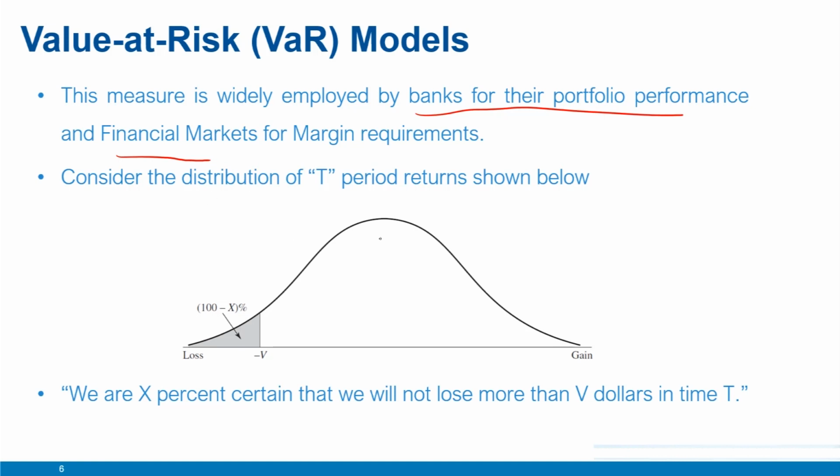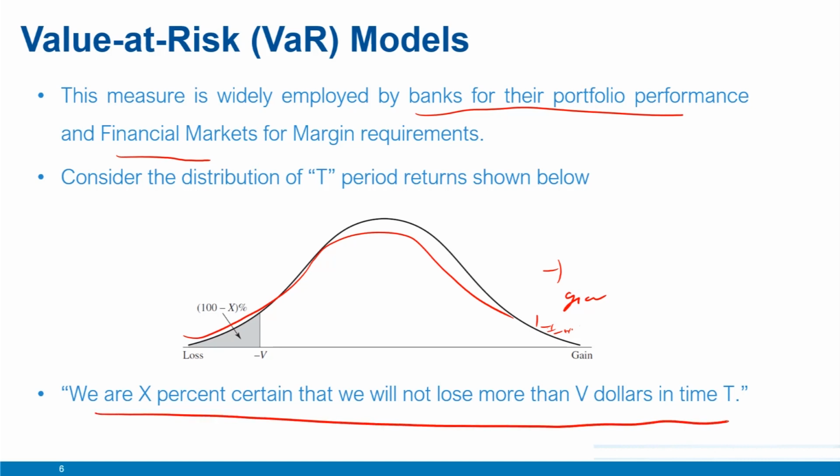Consider the distribution of T-period returns. It appears to be a normal bell-shaped curve like this. On the positive side, you generally have positive returns, or what we call gains, on the right side, and on the left side you generally have the losses or negative returns. Now let's say we want to make a critical statement about our position, that we are X% certain that we will not lose more than $V in time t.